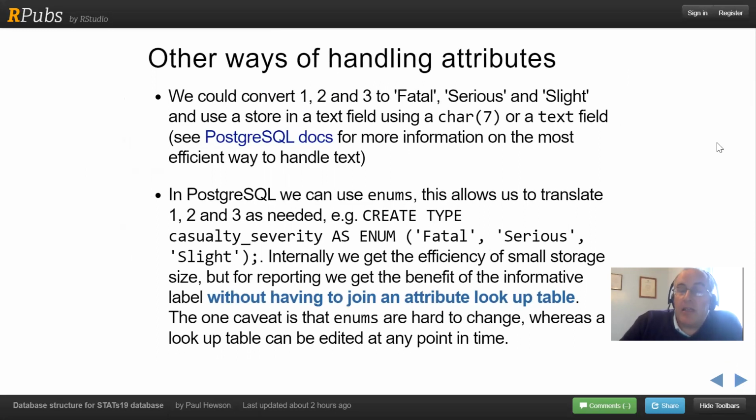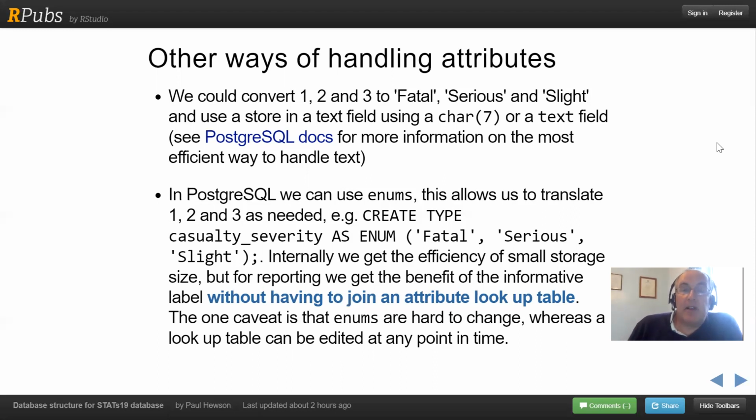So one possibility is we could just store fatal, serious, and slight as a string. Really, in modern database terms, the entire STATS19 database is quite small, and there would likely not be an appreciable performance penalty if we inflated the database size by storing fatal, serious, and slight instead of a small integer. And there's a little note there that there are some subtleties around the best way of doing that in text. Which string type is most appropriate here.